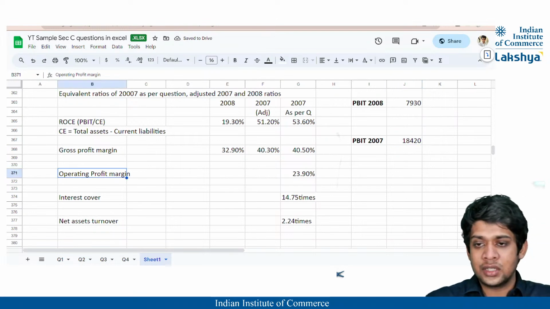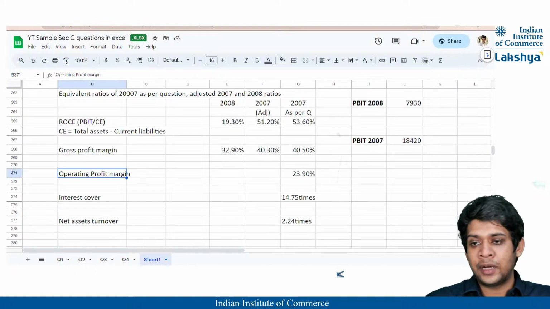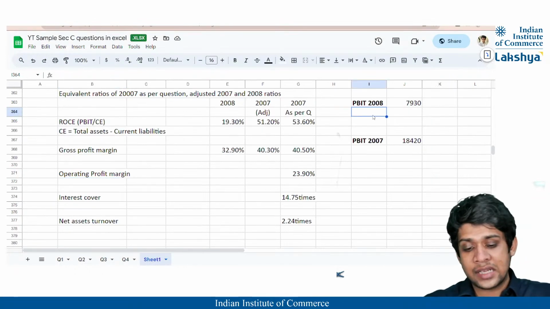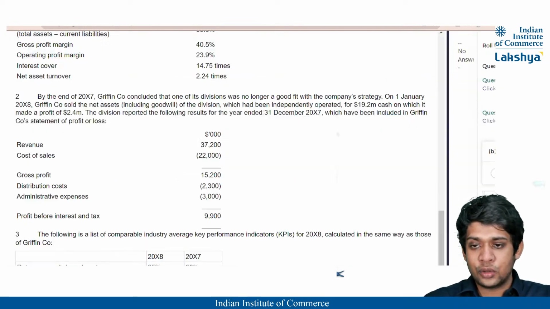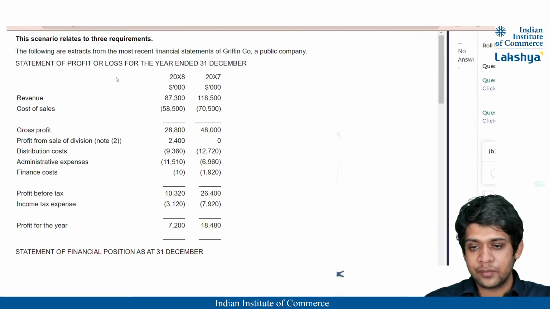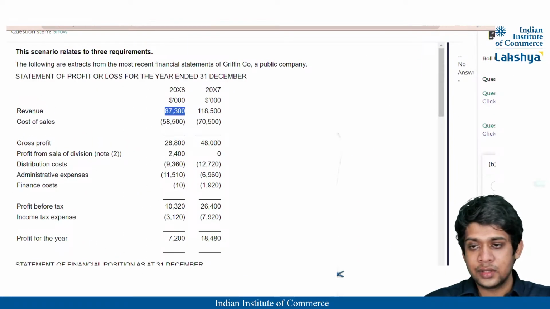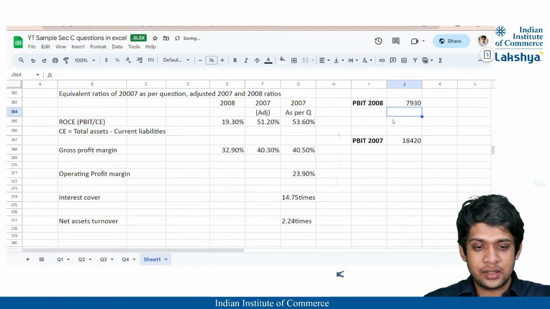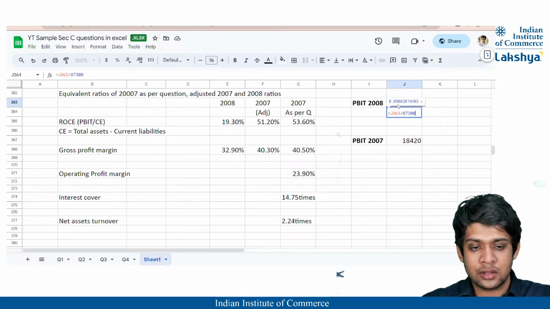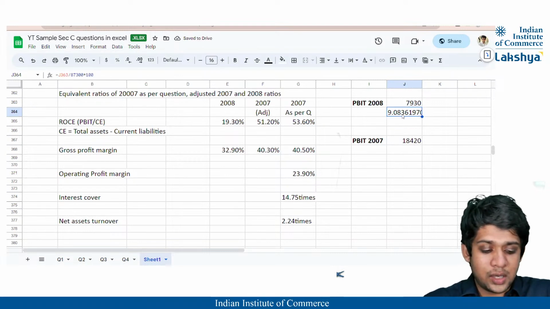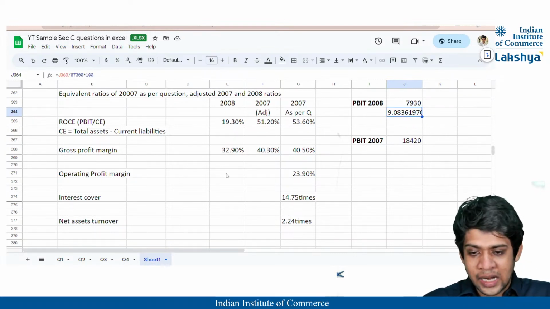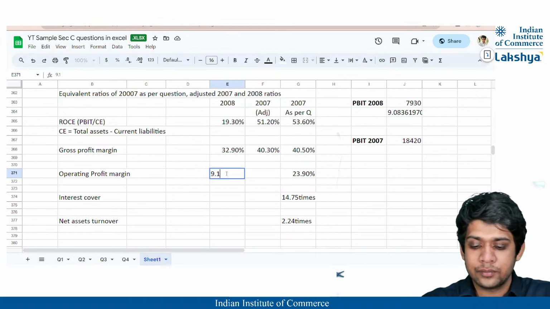Now operating profit margin. Here guys, what is the operating profit margin? It is profit before interest and tax divided by sales revenue, right? So we'll just take it directly. Sales revenue for 2008 is clearly mentioned here, 87,300, right? So I'll just take 7,930 divided by 87,300 into 100. So I will get it in percentage. That is 9.08%, right? So I'll take it as 9.1% approximately.